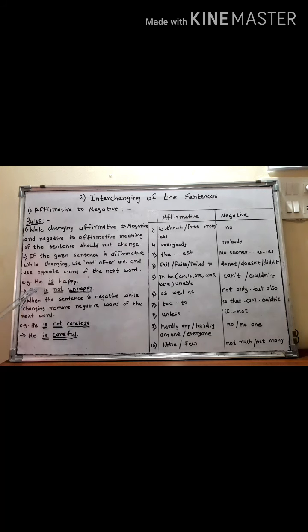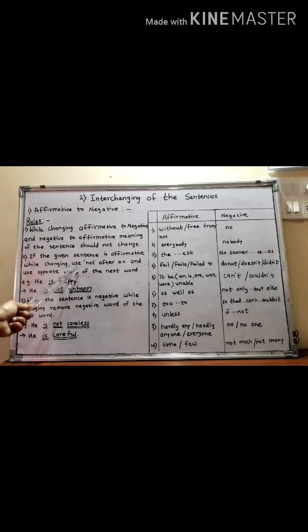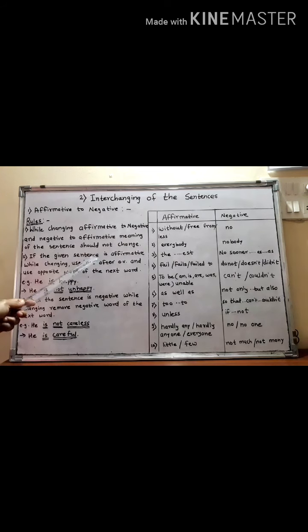For example, he is happy. Your auxiliary verb is there, is, and happy. Now according to this rule, what we have to do? This sentence is affirmative. While changing it to negative, use not after the auxiliary verb. Means after this auxiliary verb is, we have to use not. And then after that not, use the opposite word of the next word.